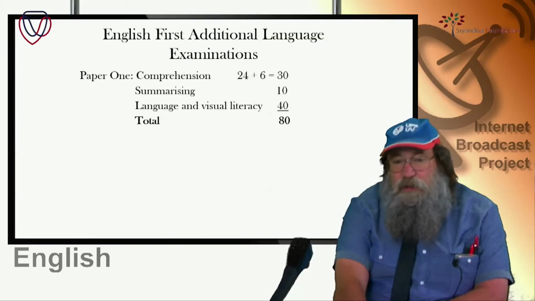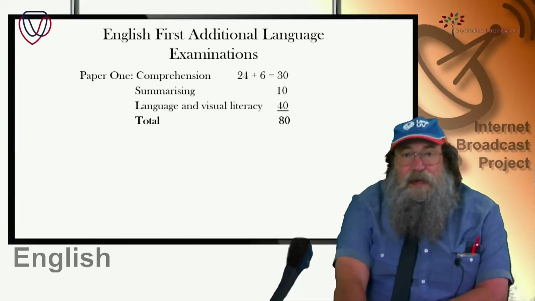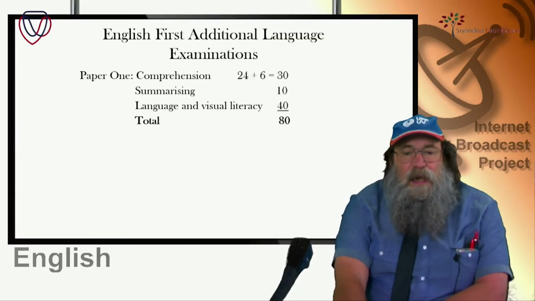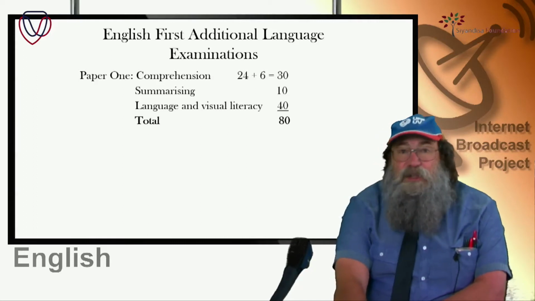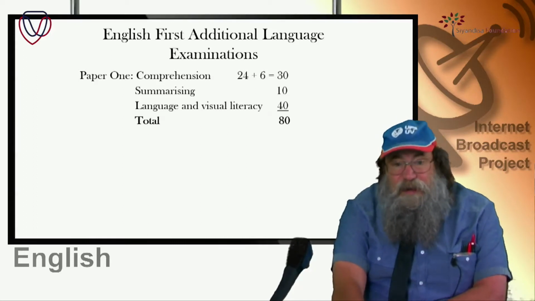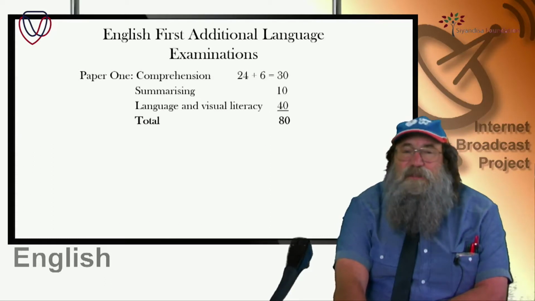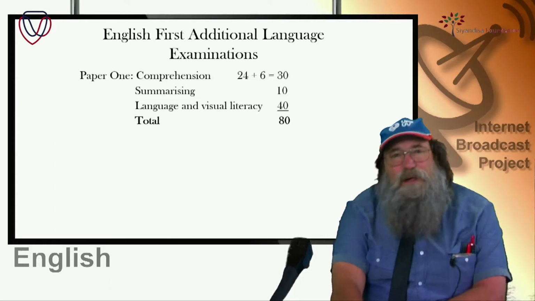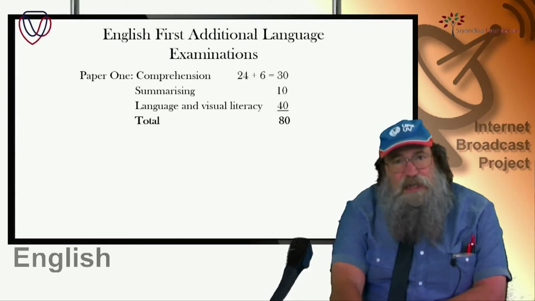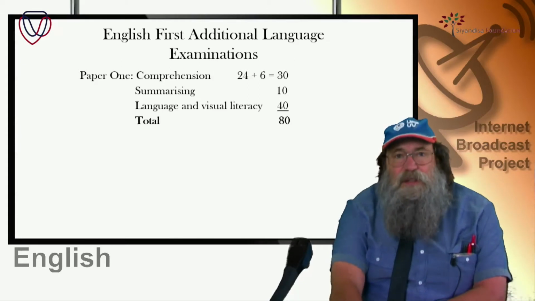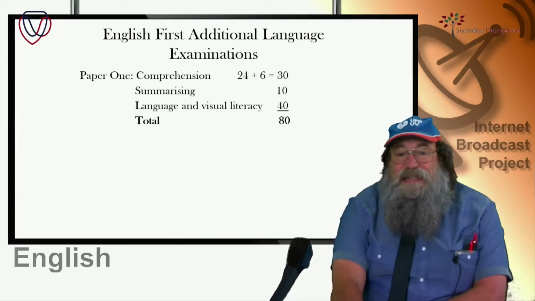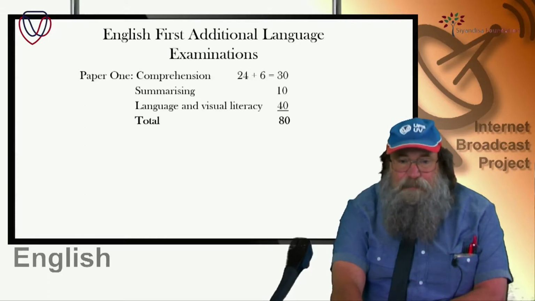Summarizing, which we shall also be looking at later, as well as comprehension tests, is 10 marks, which can make an amazing difference to your score, by the way. And then, of course, you have the language and visual literacy component out of 40 marks, giving you a total of 80 marks. That is an important exam.